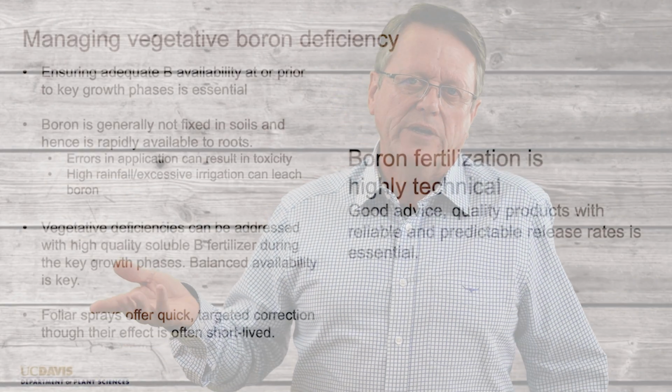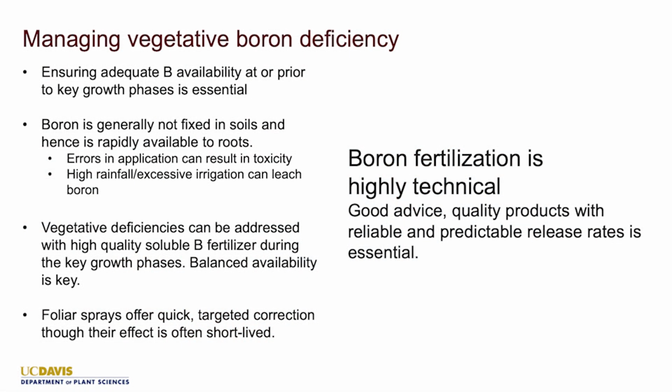So I'm going to break the final few slides down into some more explicit guidelines. How do you manage vegetative boron deficiency? So this is what might occur if you're growing a vegetable crop, lettuce, etc.